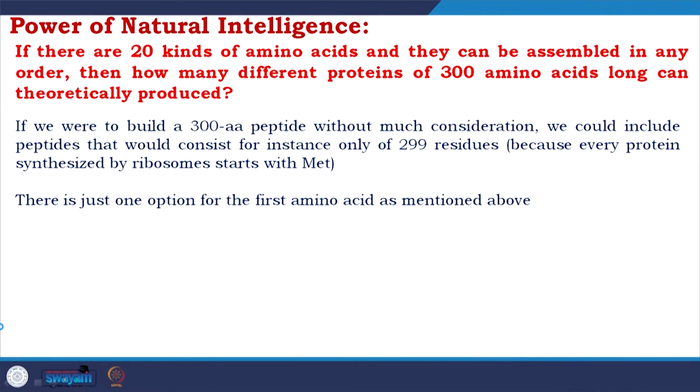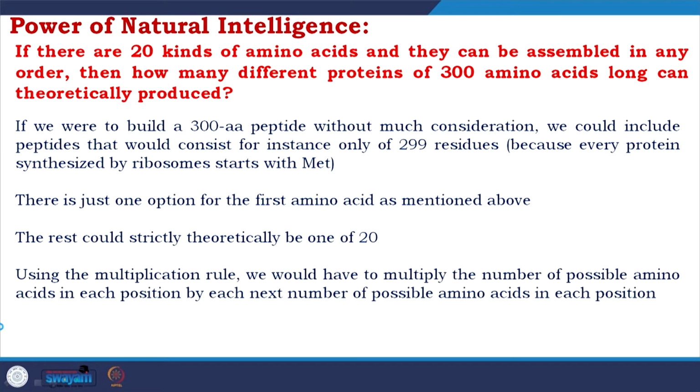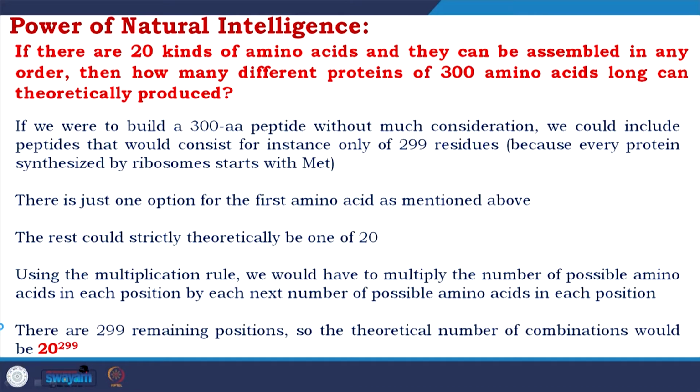So, you have 20 and you have to fill up 299. So, the answer is the number of proteins possible theoretically is 20 to the power 299. So, the rest could strictly theoretically be one of the 20. Using the multiplication rule, we would have to multiply the number of possible amino acids in each position by each next number of possible amino acid in each position. There are 299 remaining position. So, the theoretical number of combination would be 20 to the power 299.